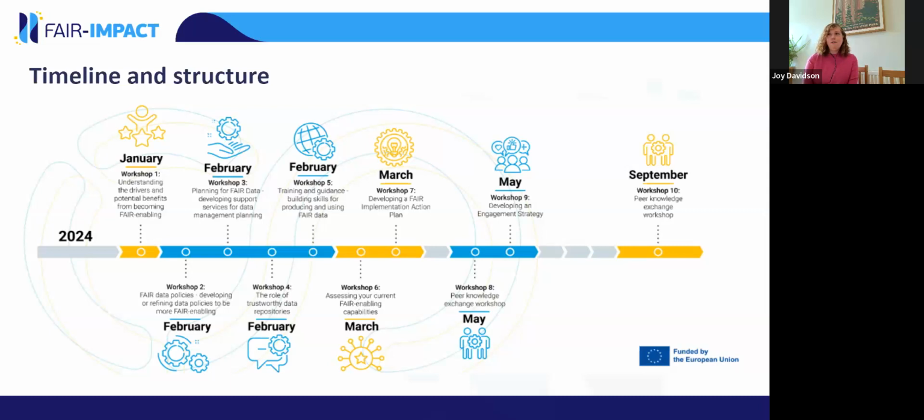So we will have, as you can see on the screen, it will run over 9 months, starting in late January and finishing up in September 2024. And during that time, there will be a series of the virtual workshops. The frequency will likely be most of the workshops happening January, February, March. But in between those times, there will be some assigned homework and working with your mentors to carry out the supported self-assessment and to develop your action plan and to think about your engagement strategy.